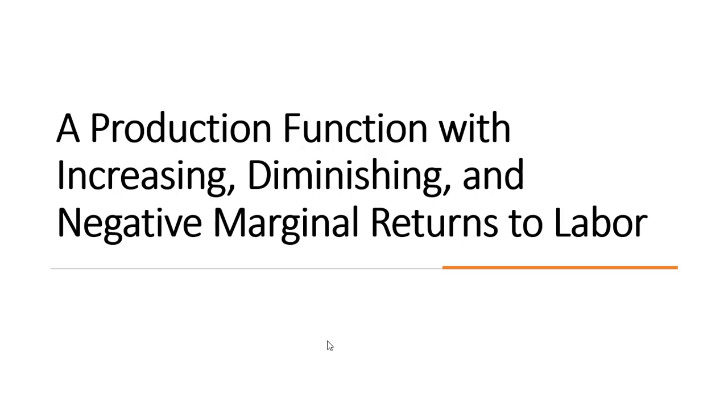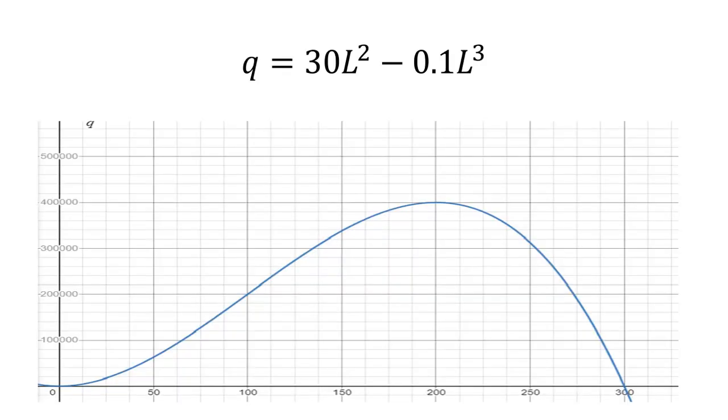Hello, in this video we're going to look at a production function that gives us increasing, diminishing, and negative marginal returns to labor. So here's the specific functional form. This functional form again will give us three different types of marginal returns to labor.